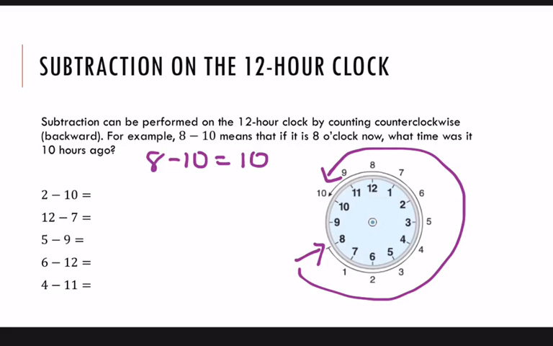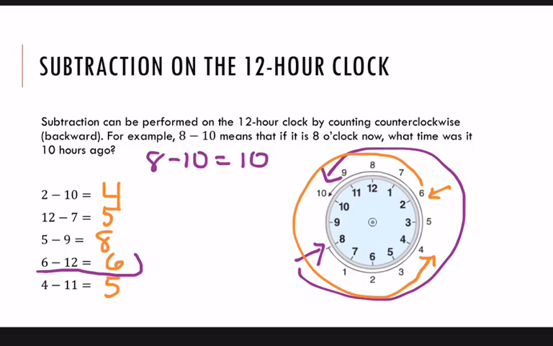All right, try it out with a couple other ones. So 2 minus 10 means it's 2 o'clock now. Count backwards 10 hours, and you should see that you end up at 4 o'clock. Okay, pause, try the other four, and then I'll give you the answers. 12 minus 7 is 5, 5 minus 9 is 8, 6 minus 12 is 6, and 4 minus 11 is 5.